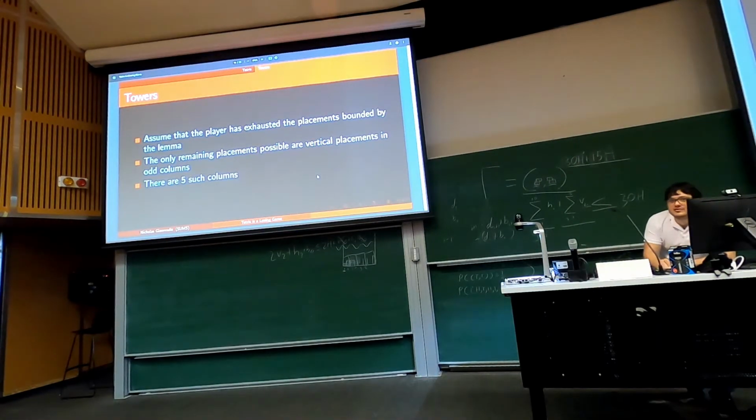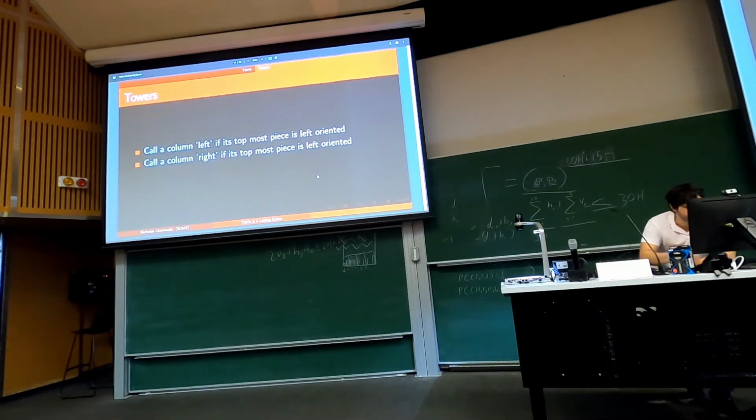There are 5 such columns. This is going to be critical. The fact that it's odd means that we're going to have some kind of parity argument where one parity must be larger than the other. I'll explain what I mean.